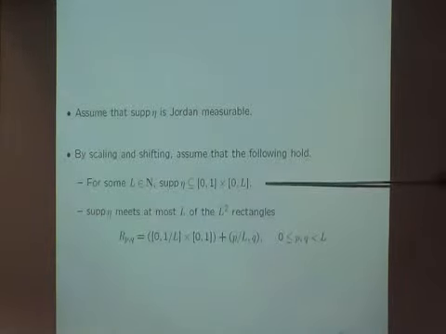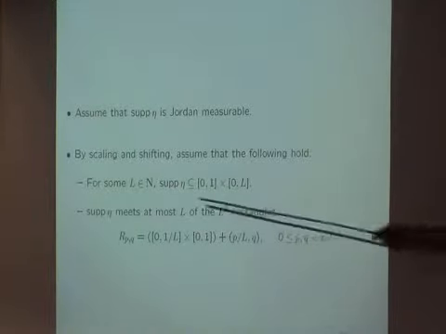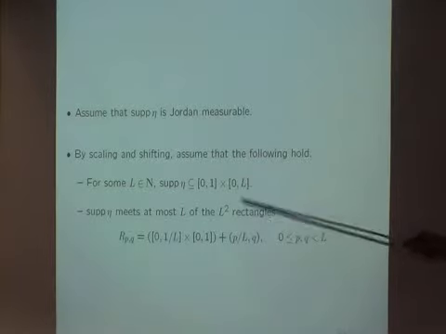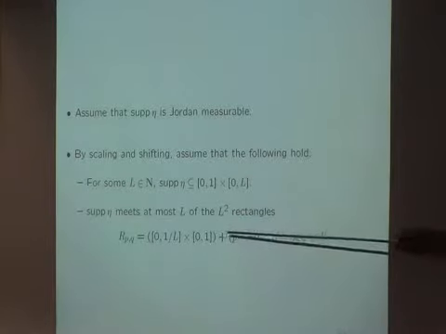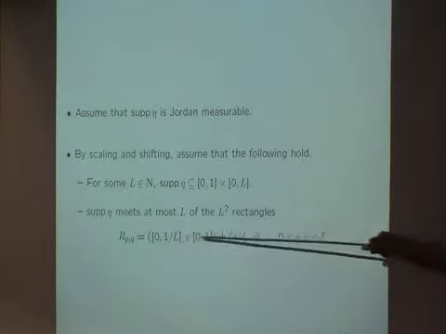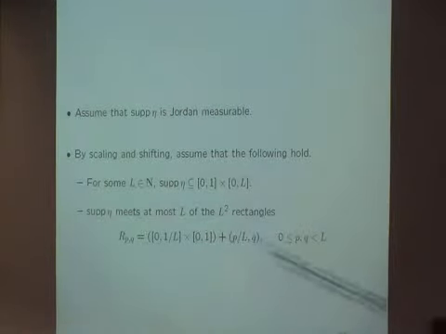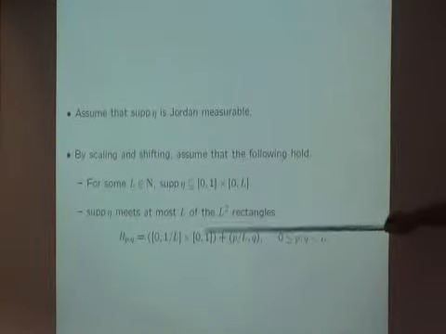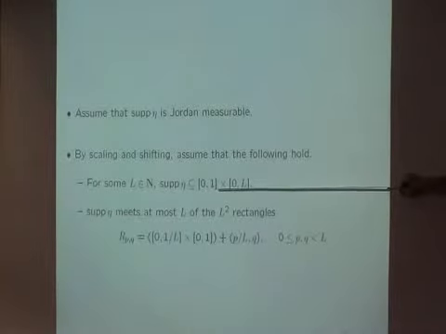And we will also assume that the support is contained in this rectangle, 0, 1 cross 0, L, for some integer L. And if we divide this rectangle into subrectangles, into L squared subrectangles of shifts of 0 to 1 over L cross 0, 1, then we assume that the support of eta meets at most L of those rectangles. Okay? So forgetting about that for the moment, let's think about what this means.